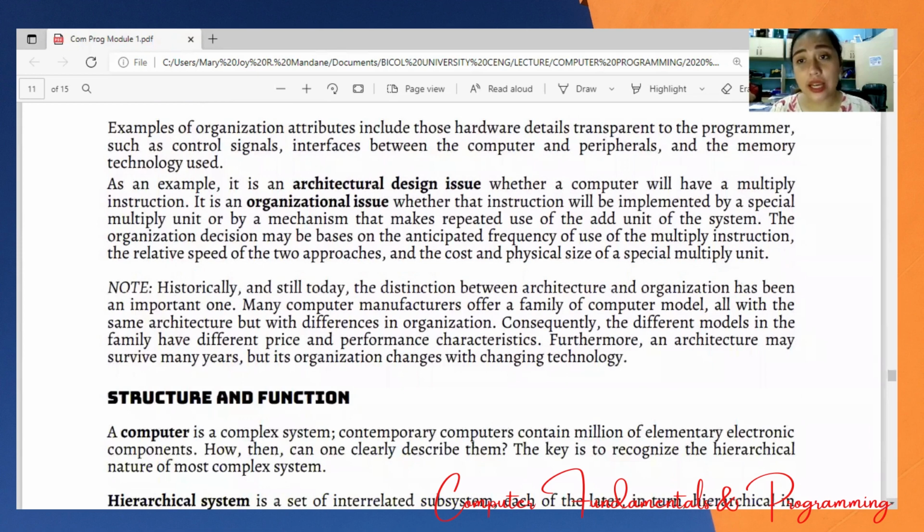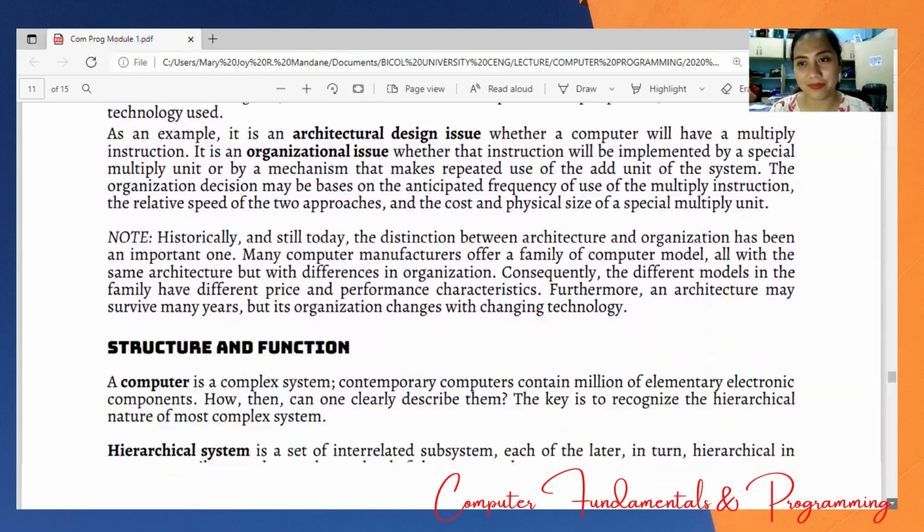Note, historically and still today, the distinction between architecture and organization has been an important one. Many computer manufacturers offer a family of computer models, all with the same architecture, but with differences in organization. Consequently, the different models in the family have different price and performance characteristics. So furthermore, an architecture may survive many years, but its organization changes with changing technology.